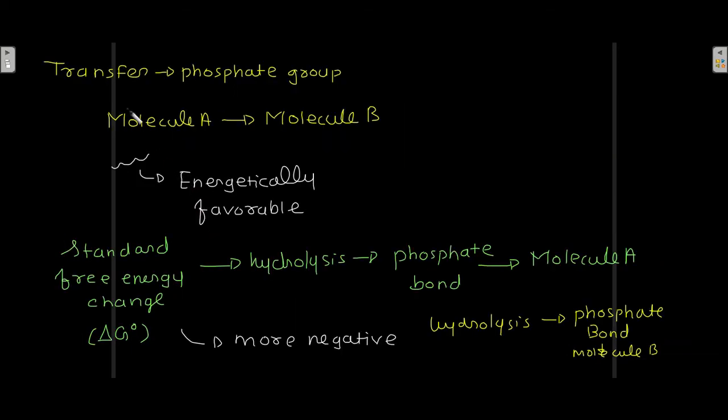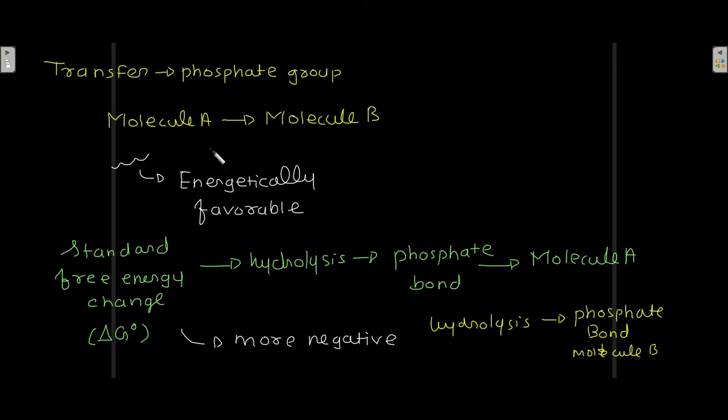Now the transfer of phosphate group from molecule A to molecule B will be energetically favorable if the standard free energy change of the hydrolysis of phosphate bond of molecule A is more negative as compared to the standard free energy change of the hydrolysis of phosphate bond present in molecule B. Okay, so there is molecule A, there is molecule B, both have phosphate bonds.